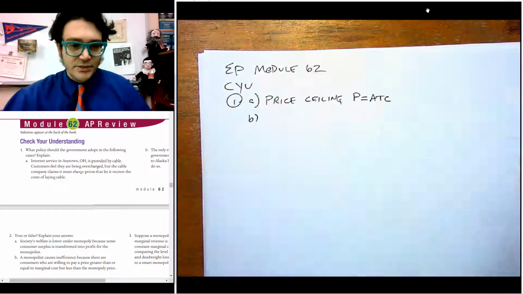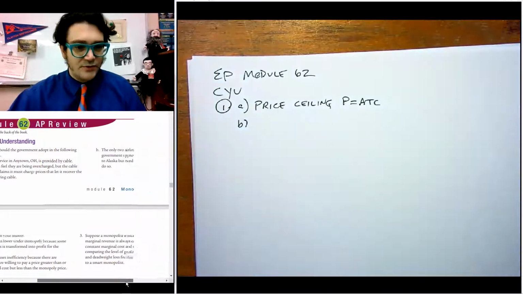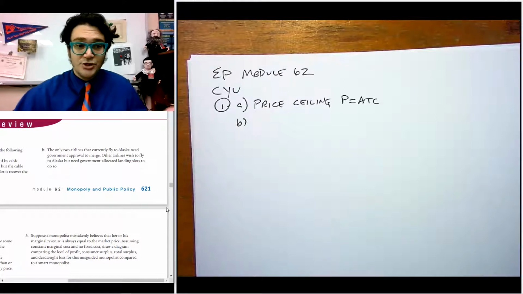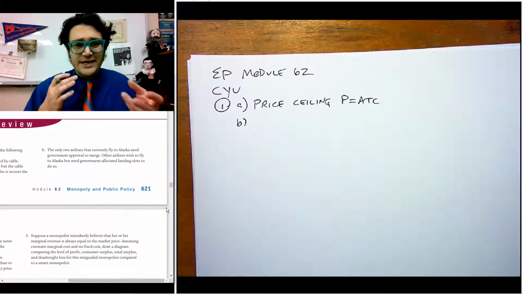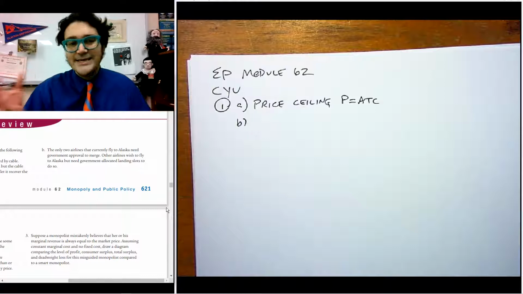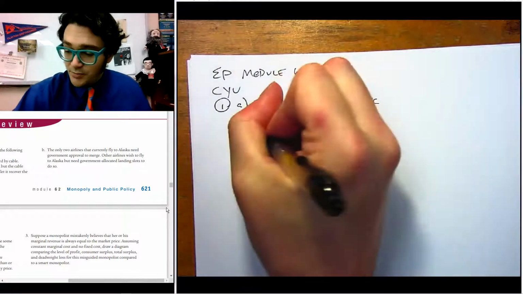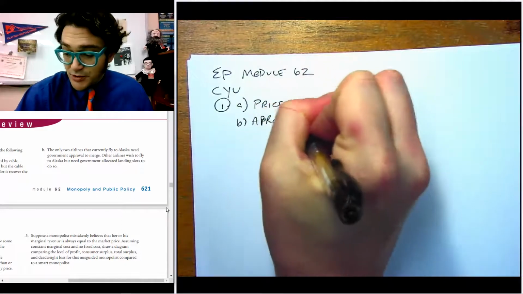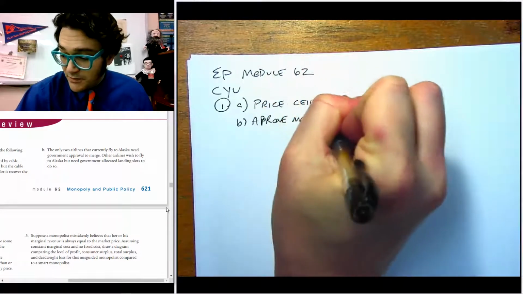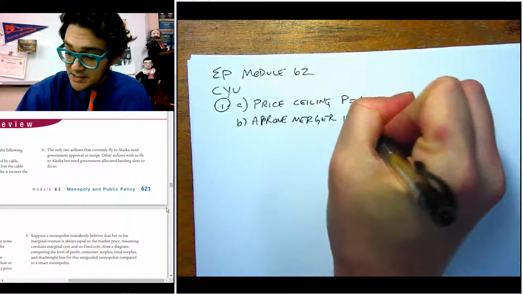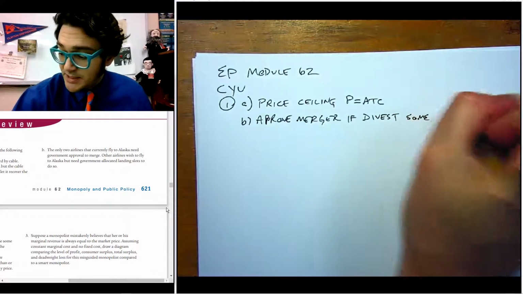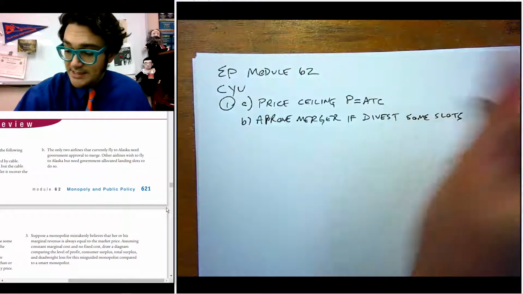For part B, which is over to the right, and we scroll over, the only 2 airlines that currently fly to Alaska need government approval to merge, but other airlines want to fly there and they need allocated landing slots to do it. So we could approve the merger if they divest some of those slots. And so that allows other companies to get into that market and fly to Alaska.